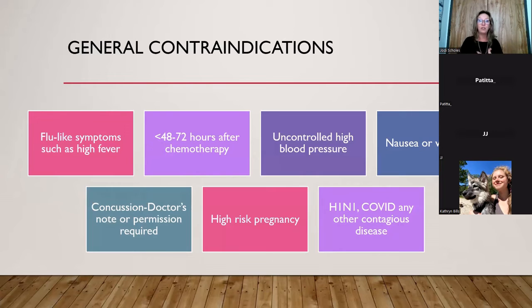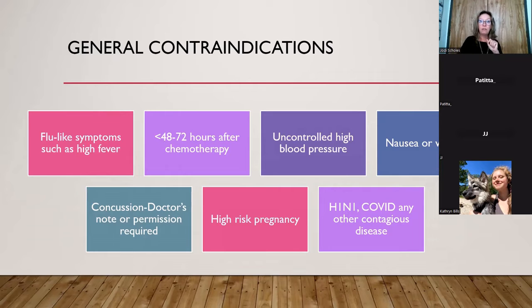It's a general contraindication. 48 to 72 hours after chemo, your clients feel awful. They don't feel good. There's a lot of medicine in their body that's not making them feel good. General contraindication. Nausea, vomiting, a general contraindication. Concussion, high-risk pregnancy, COVID, uncontrolled high blood pressure, all systemic.